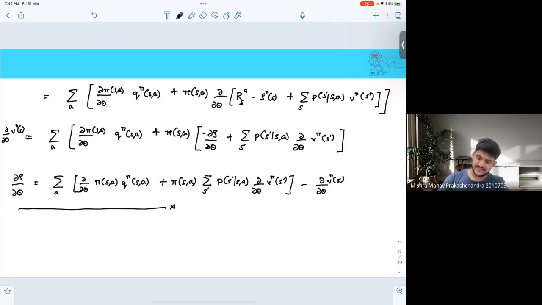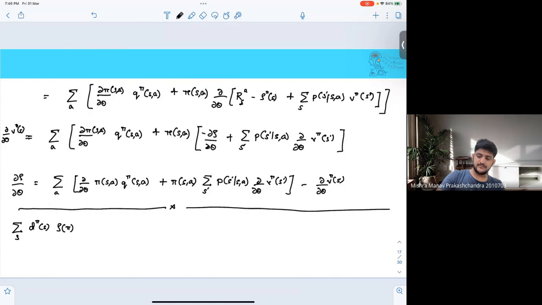Now we have sigma s d pi s over rho pi, this is the d by d theta of rho pi. Since this rho pi is constant across all the states, on the LHS this summation of d pi s becomes 1 simply, right?